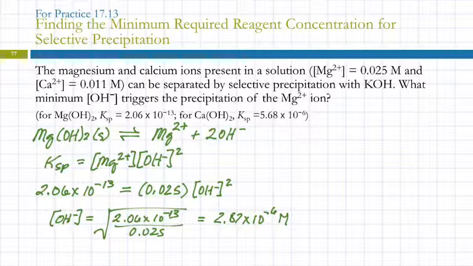So if I want to precipitate the magnesium, I want to use a concentration of hydroxide that's higher than that. Make sense?